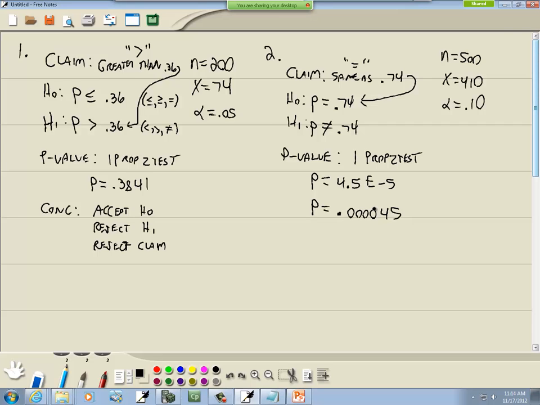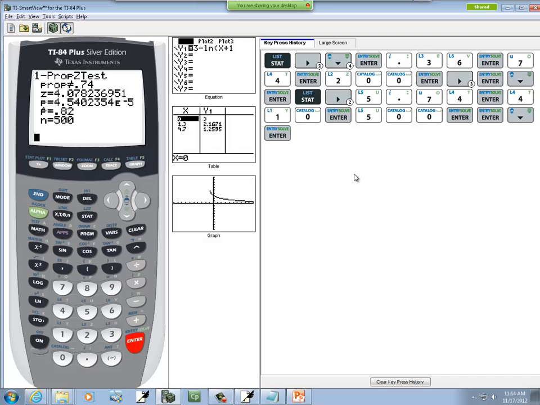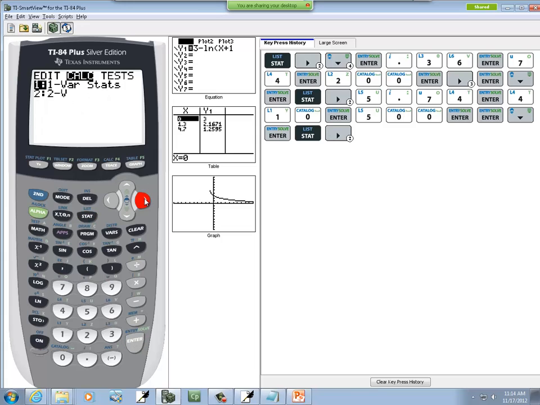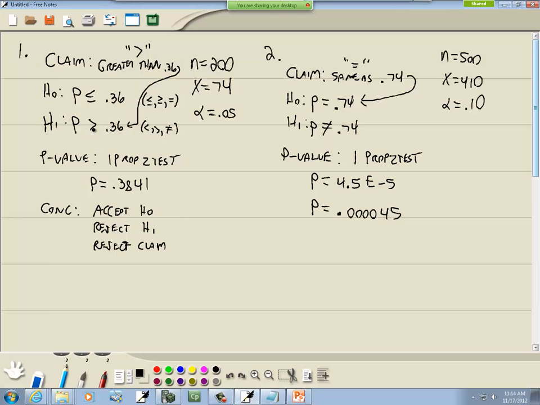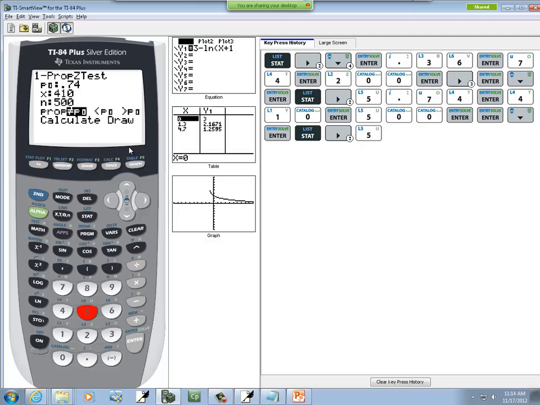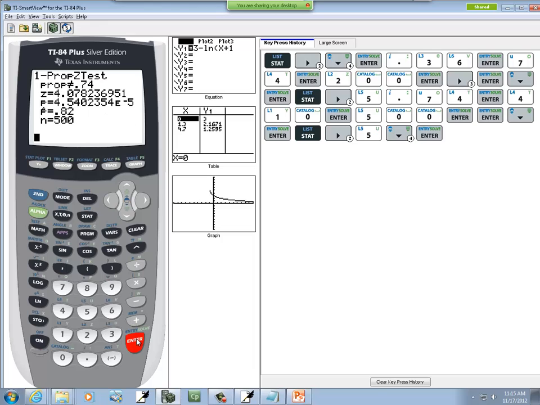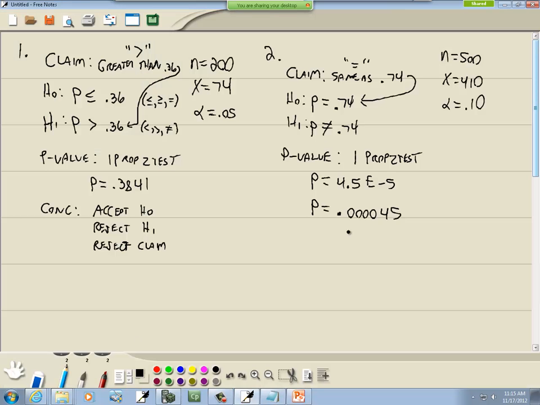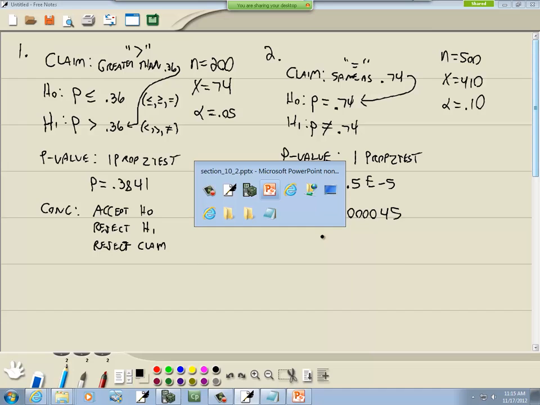Oh, excuse me. Double check all that. I thought that was a different p-value, but maybe not. 0.74, 410, 500, not equal to. Yep. I guess I was right. Okay, so that's our p-value.